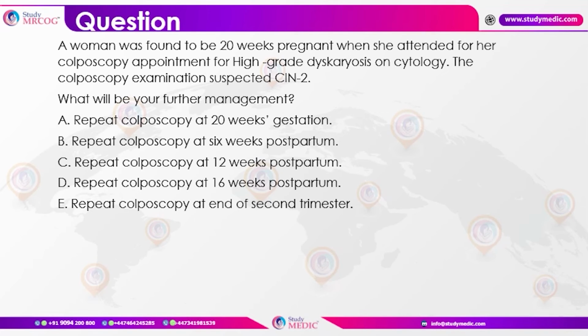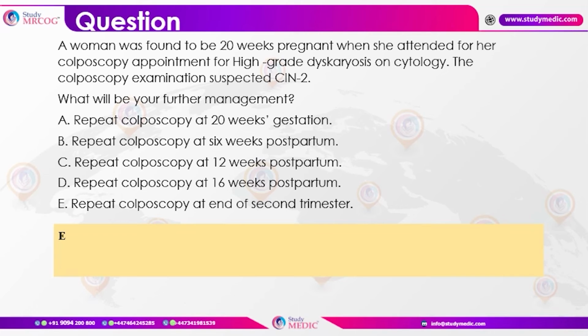So a woman was found to be 20 weeks pregnant when she attended for her colposcopic appointment for high-grade dyskaryosis on cytology. The colposcopic examination was found to be CIN2. So what will be your further management? Here the answer is repeat colposcopy at the end of second trimester.